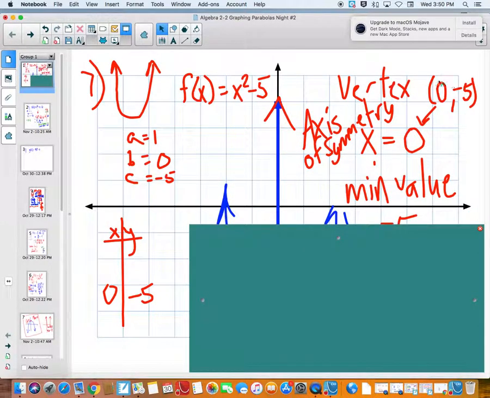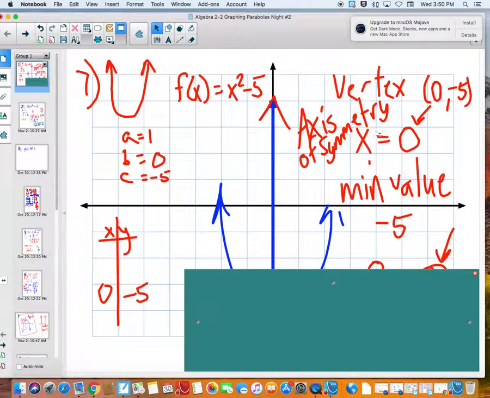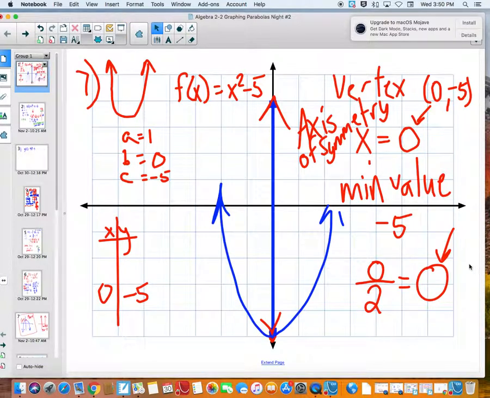The vertex is (0, -5), which means the axis of symmetry is whatever the x coordinate is, so x equals 0, and the minimum value is going to be -5. They didn't ask you to graph it, but if they did, it would look something like this.